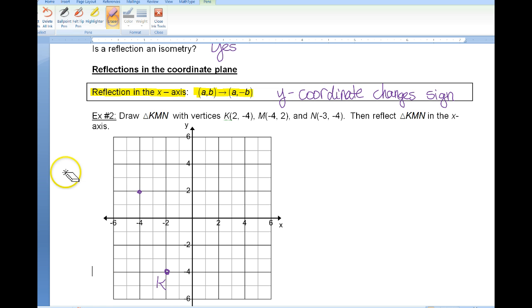Negative 2. Oh, negative, thank you. 4. Yeah, I'm glad you caught that. Let's try again, just making sure we were paying attention. And then negative 4, 2. Did I get this one right? M. Yeah. And then N is negative 3, negative 4. We're paying attention now. Because this is relatively basic.